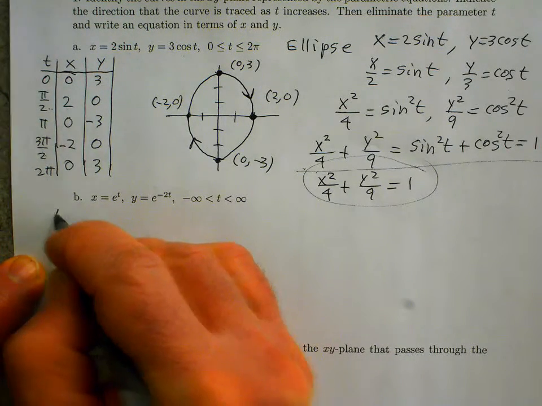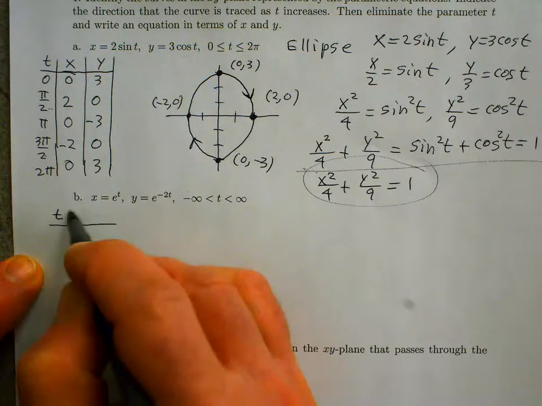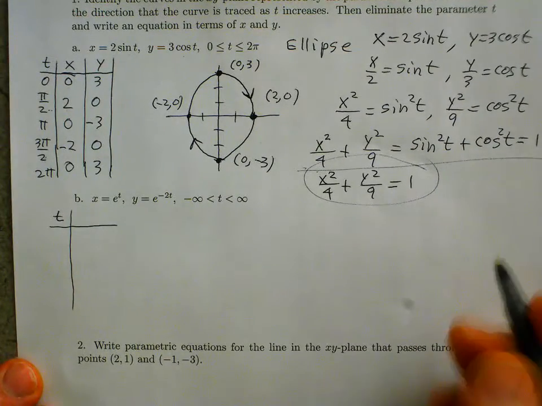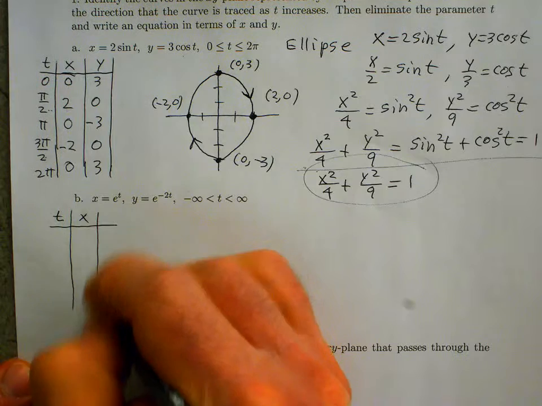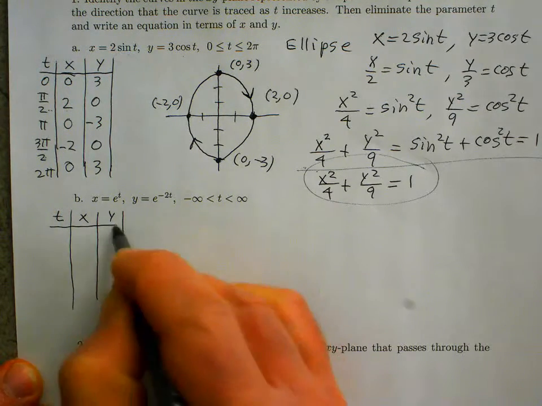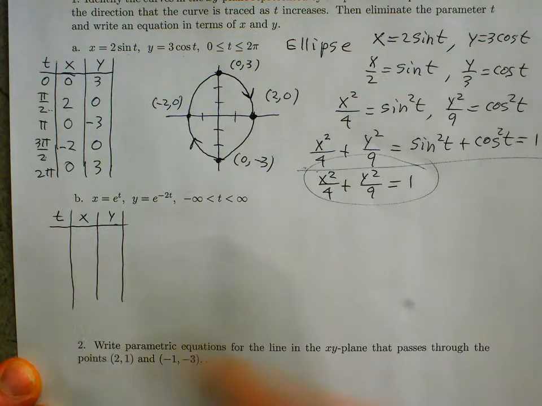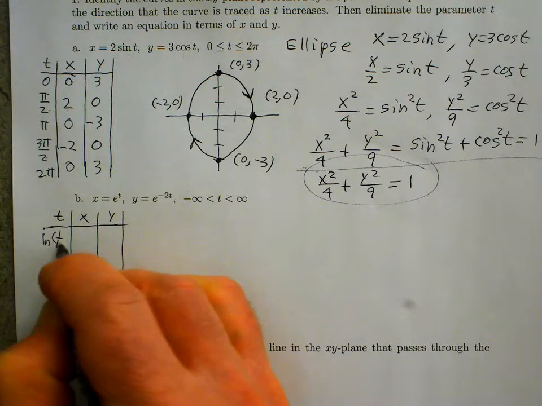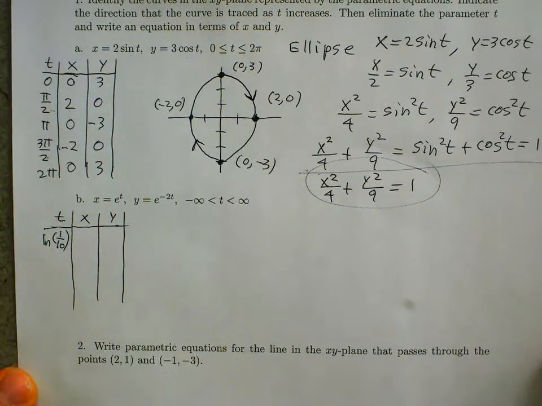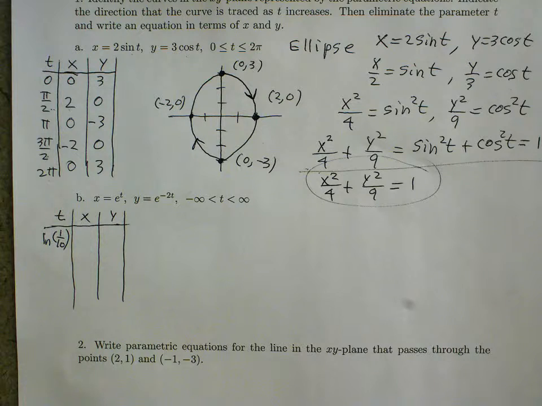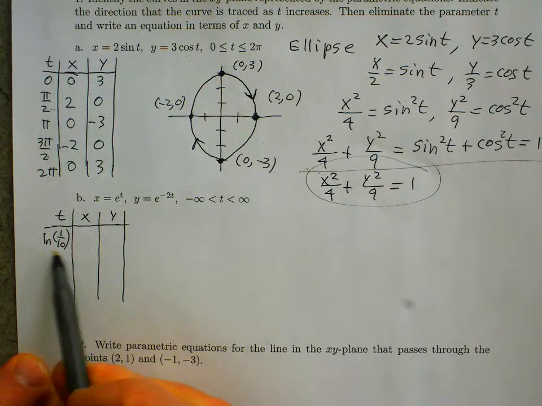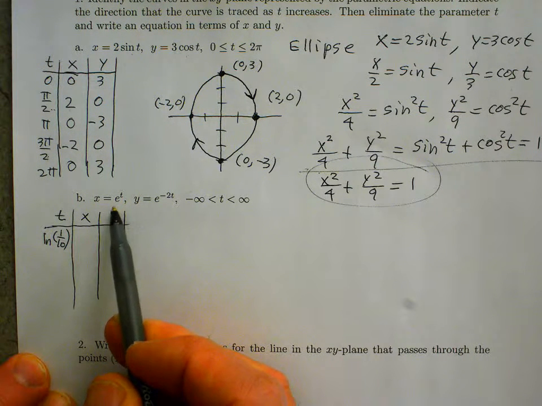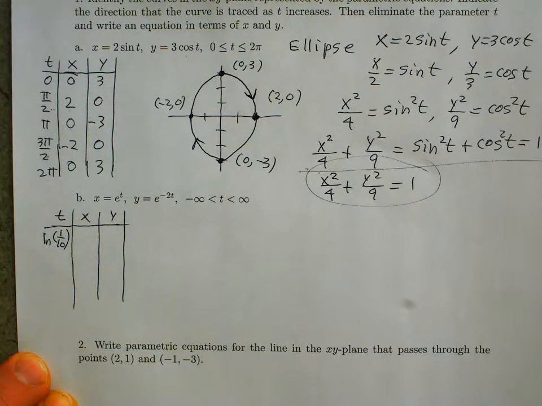Well, one strategy for picking t values, let's start with a negative value like the natural log of 1/10. The natural log of 1/10 is negative. Well, I'm picking the natural log of 1/10 to use as my t value because e to the natural log of 1/10 is just 1/10, right?